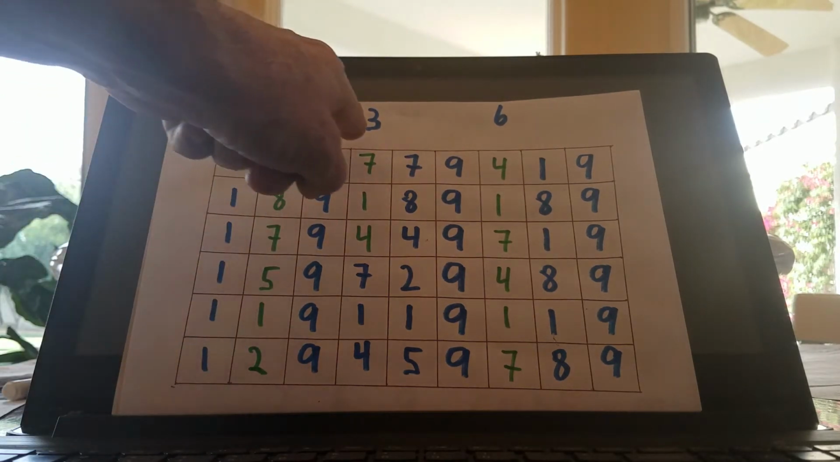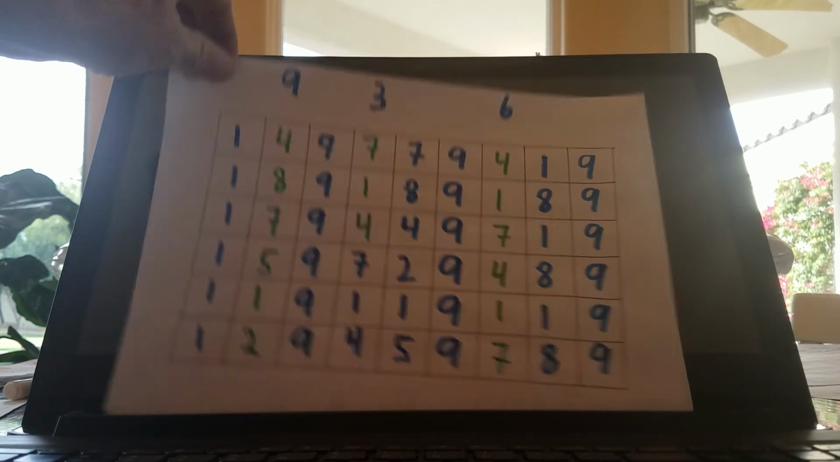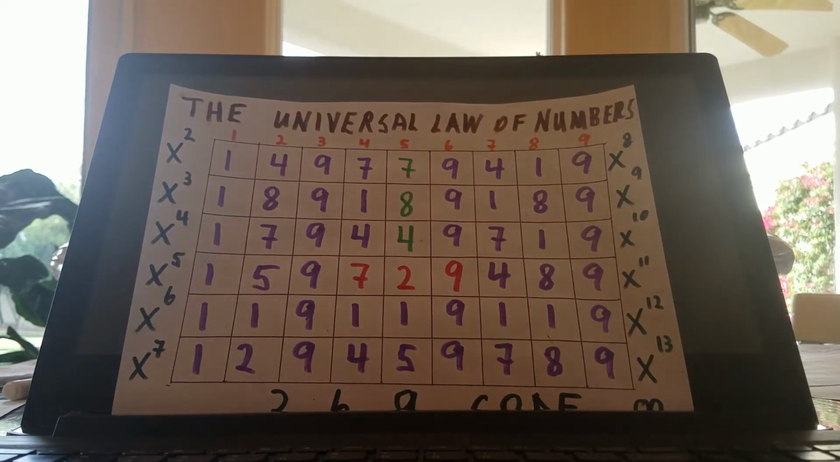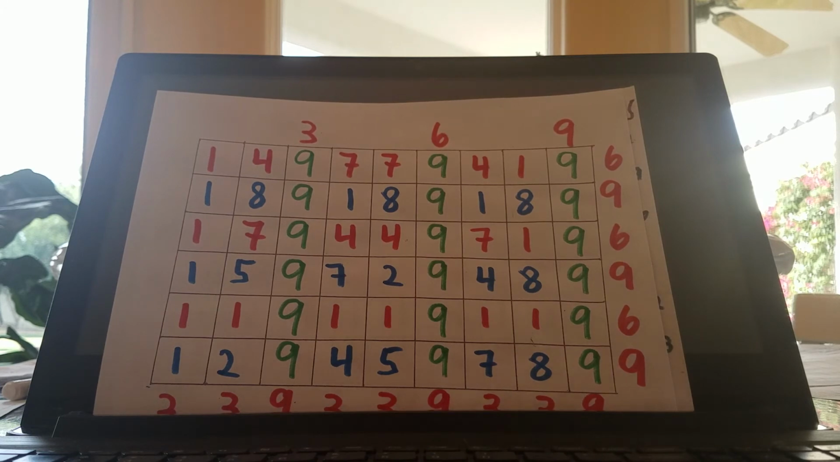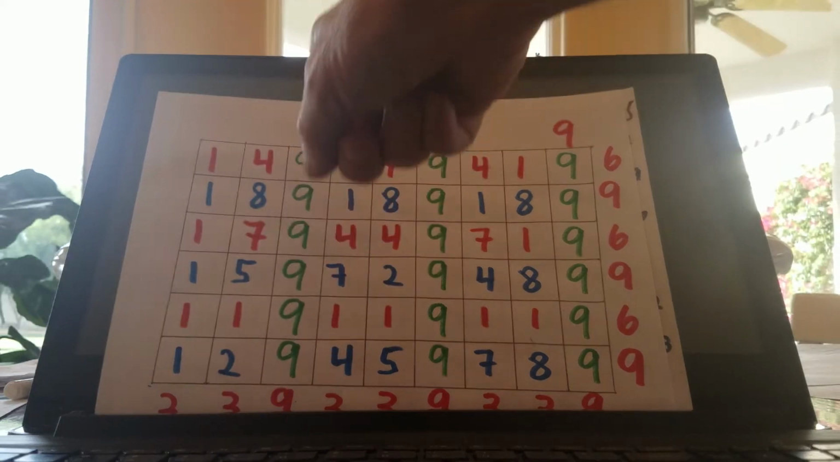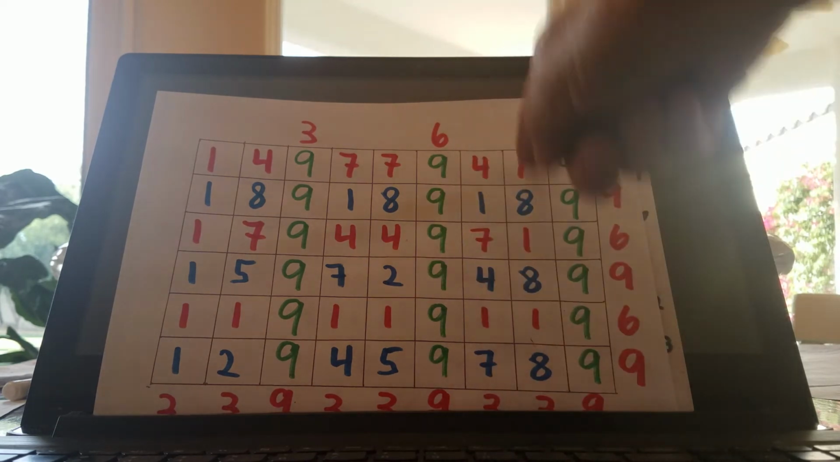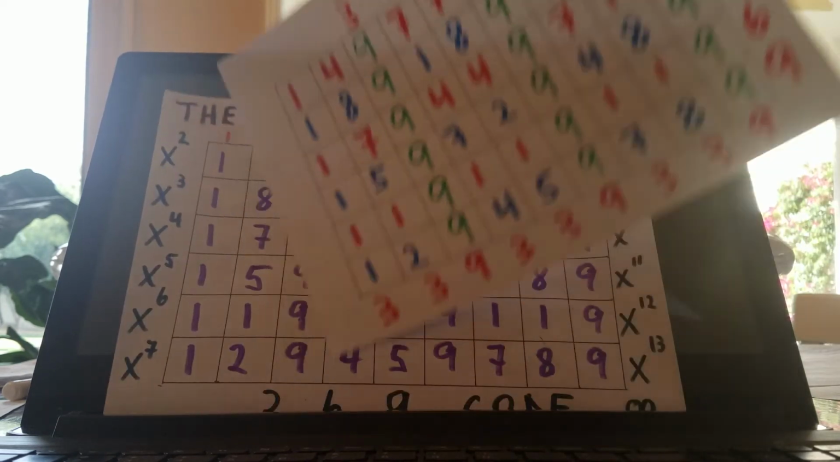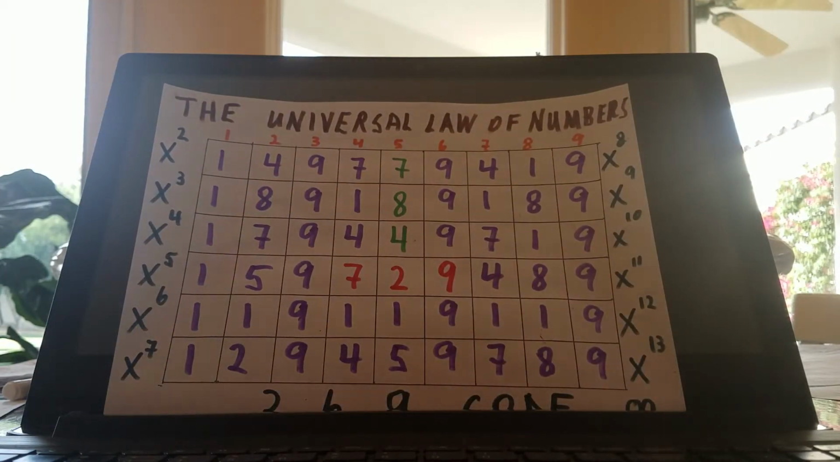We add these up, 27, 9, 3, 6. Okay, reds are 3, blues are 3. So 3, 3, 9, 3, 3, 9, 3, 3, 9. And if we add them across, it's 6, 9, 6, 9, 6, 9.